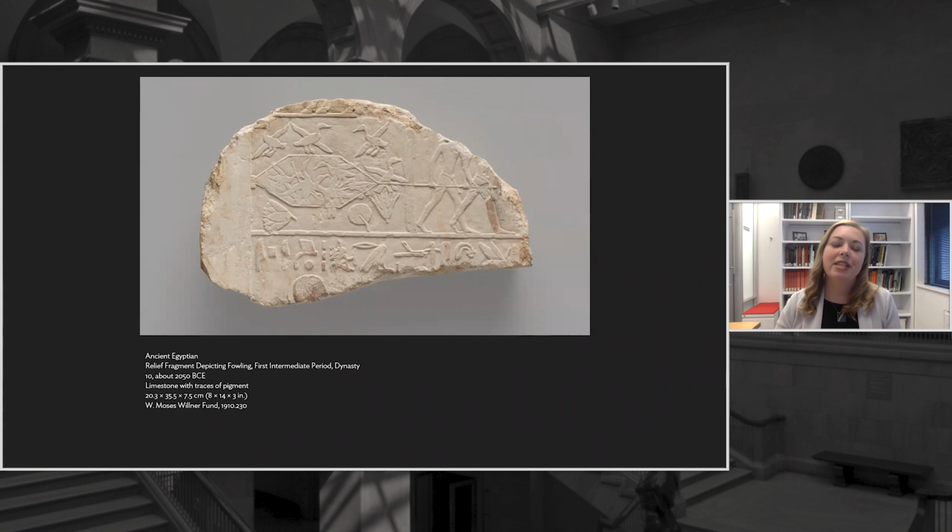Our first object is a relief fragment that depicts men catching birds. It comes from a very small chapel that would have been made of just 3 decorated slabs of stone, one central panel with 2 side panels projecting at a 90-degree angle. This is a fragment of one of those side panels. Such chapels were places where Egyptians could come leave offerings and recite prayers on behalf of the deceased to ensure that she or he would have access to all the food, drink, and luxuries that they would need to live comfortably in eternity.